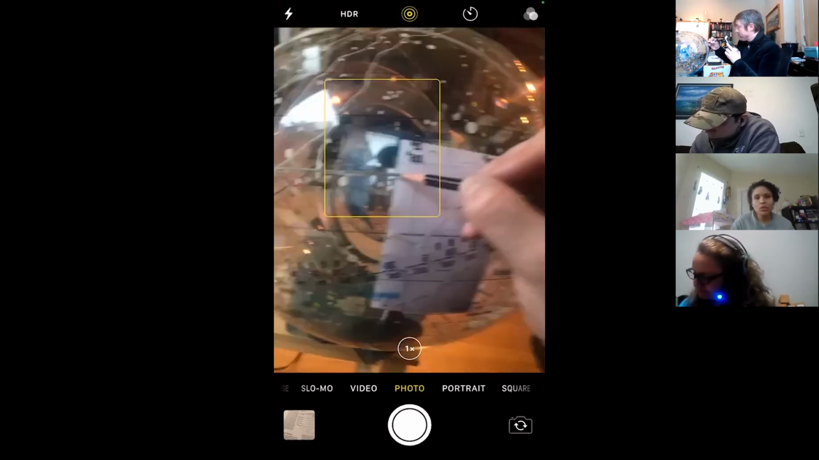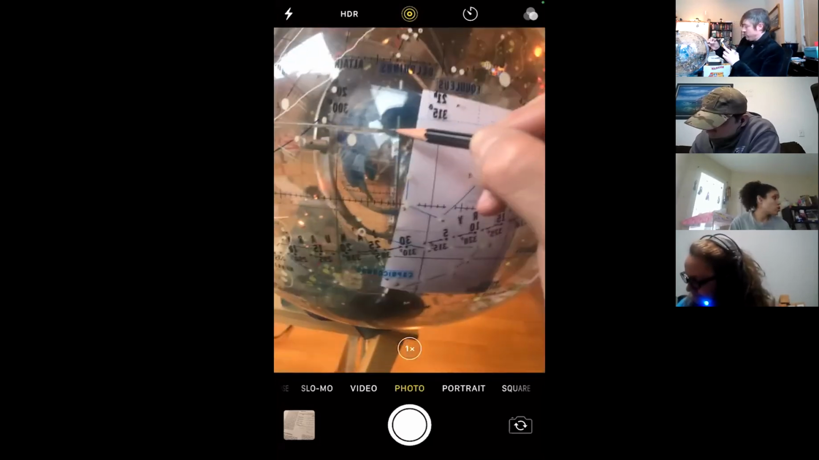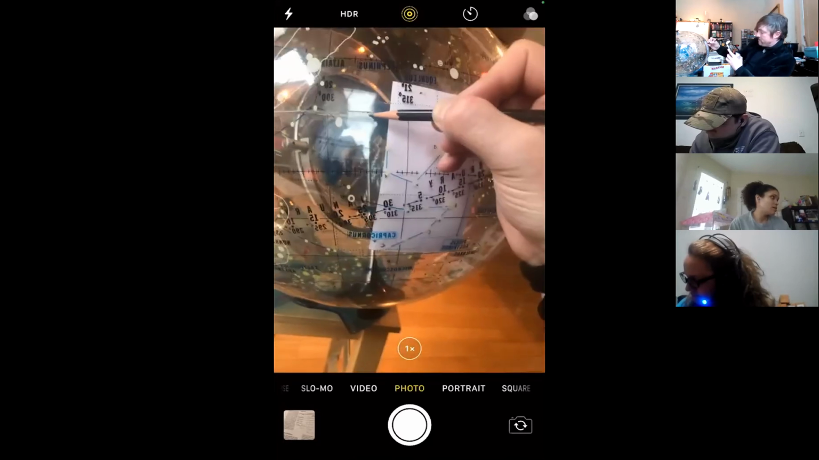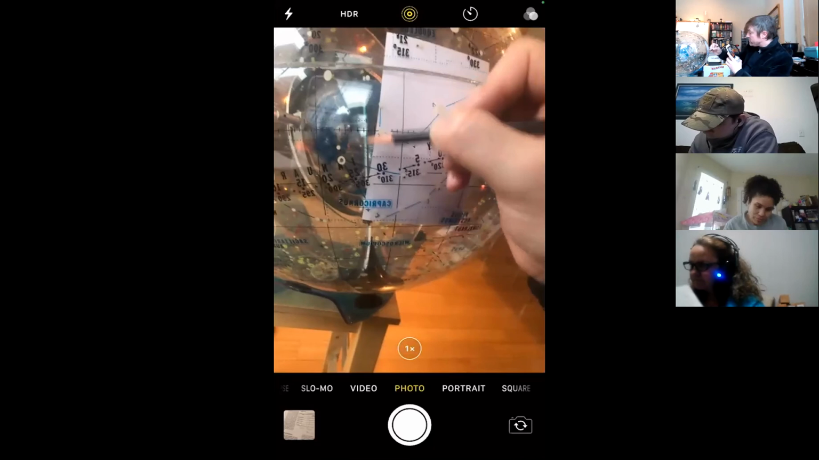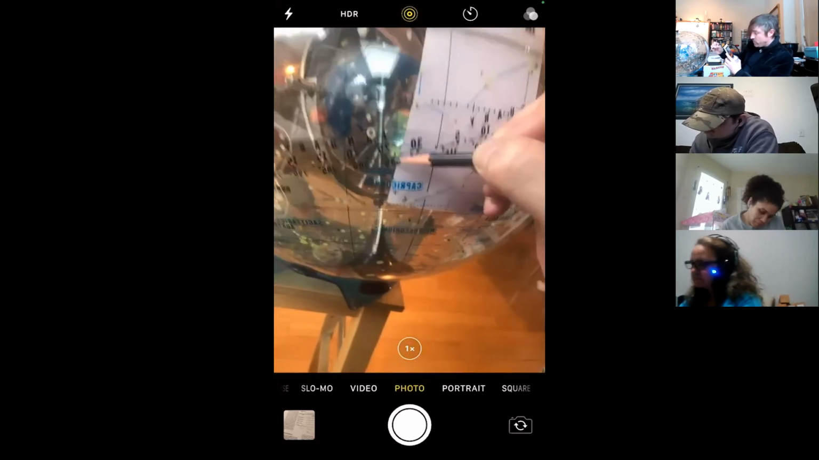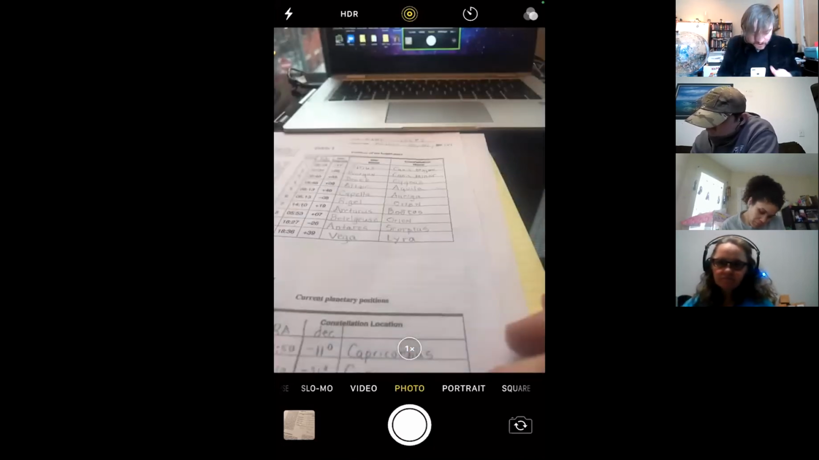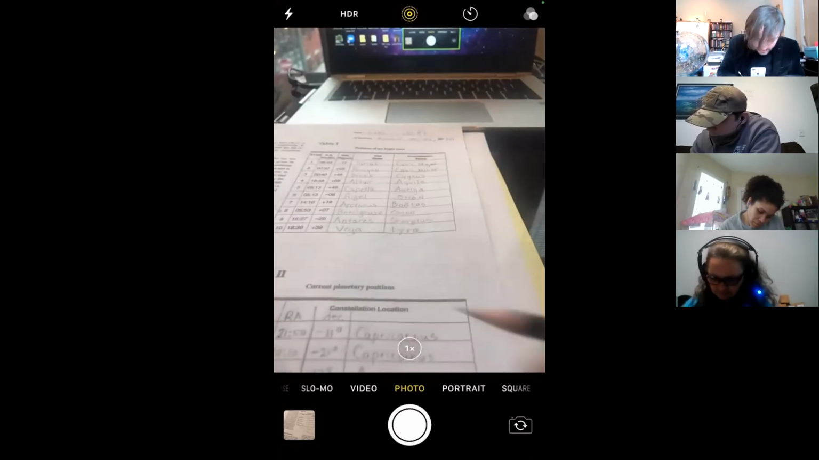And this one, I'm guessing, is also going to be Capricornus. 2031. 2031 is about here. And negative 19. Minus 10, minus 20. Yeah. Wow. We've got 4 of our planets in the same constellation.